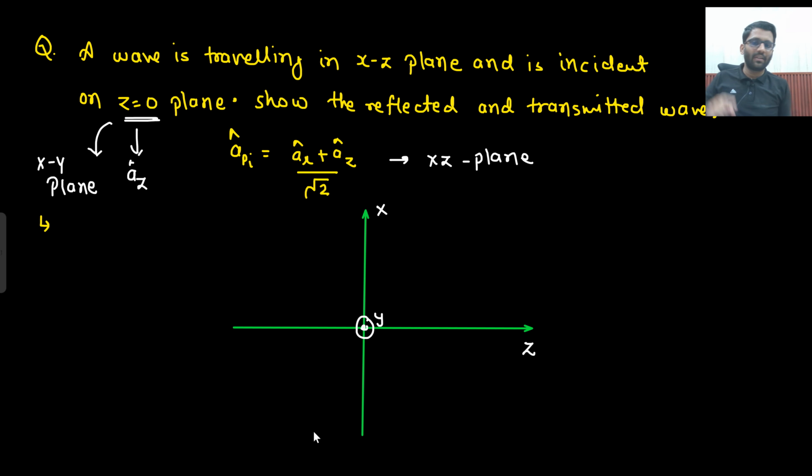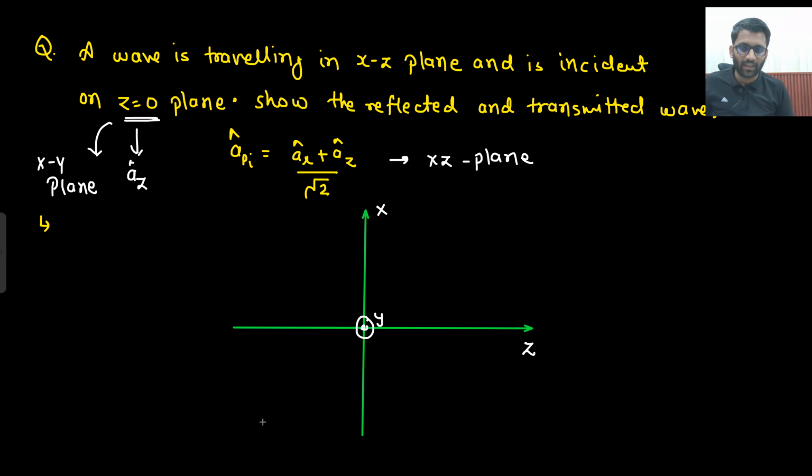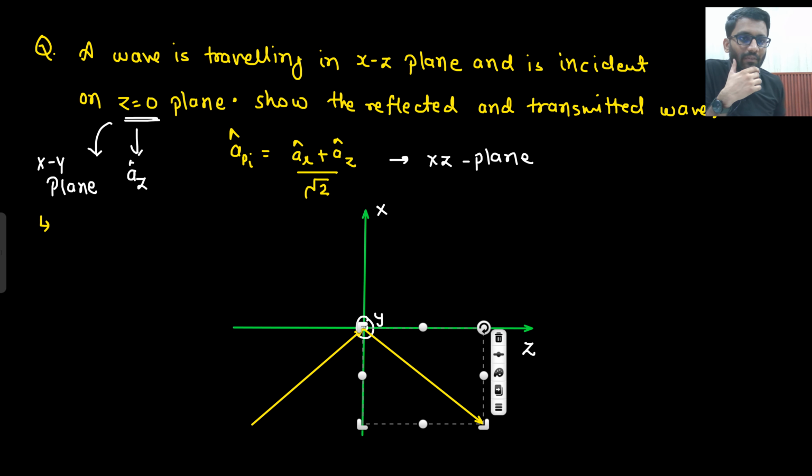Now how is my wave coming? Positive x and positive z. That means the wave is coming like this. You will slowly understand why I am doing so. The wave is coming like this. Now let me know one thing. Where will my reflected wave be? The reflected wave will be here or it would be here. Where will my reflected wave be?